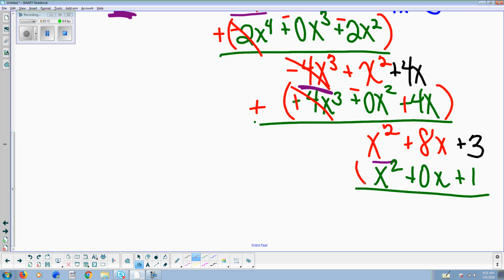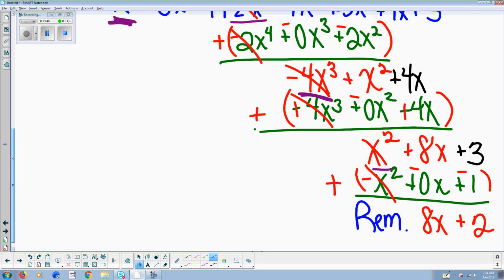Sister is subtract. Distribute in the negative. So plus a negative minus minus. X squared minus x squared. We're combining. I cancel. 8x minus 0x is 8x. 3 plus negative 1 is plus 2. 8x plus 2 will be my remainder.